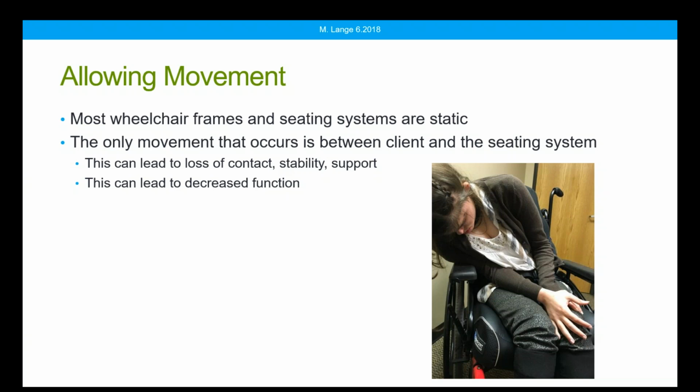If the client is moving around within their seating system and the seating system does not move with them, then the client's going to lose contact with some of those support surfaces. For some of our clients, that means a lack of stability, a lack of support. That means a loss of posture, as it has for this young lady here, and for many of our clients, decreased function.